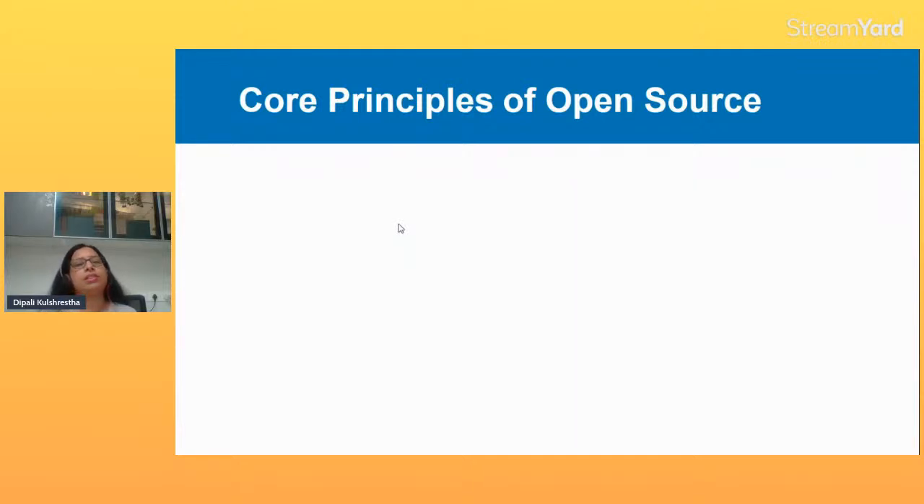So let's discuss some of the core principles of open source. Open source encourages the free exchange of ideas and information. This transparency definitely fosters collaboration and innovation, and anyone with the skills and interest can contribute to an open source project. This distributed development model leads to faster progress and a wider range of perspectives.